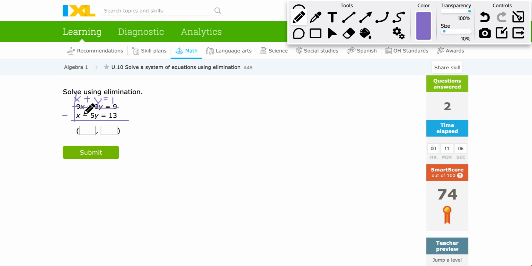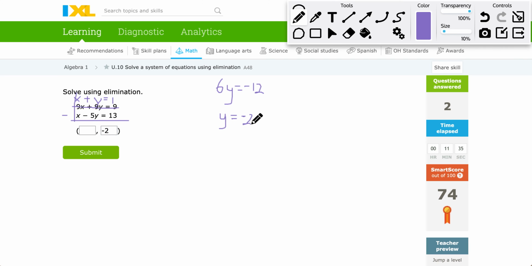1 minus a negative 5, well, that's like adding. 1 plus 5 would give me 6y. And then on the other side, 1 minus 13 would give me a negative 12. If I divide both sides by 6, I'm going to have y equals negative 2. So that's my y value, so I'll make sure that goes in my y spot.